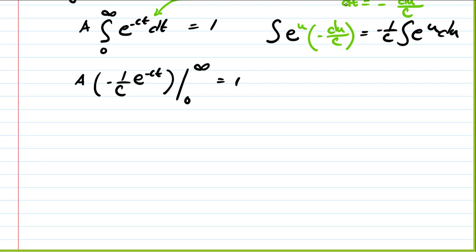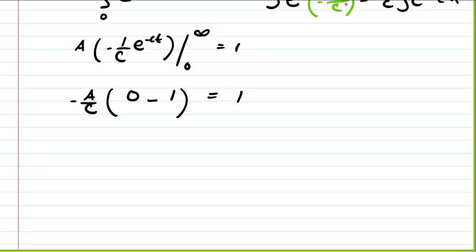Okay, so we evaluate our integral. So we have negative a over c times e to the negative infinity is going to be 0 minus e to the 0 is 1. And we want this to equal 1. So negative a over c times negative 1 is positive a over c, which is equal to 1. So multiplying both sides by c, we get that a has to equal the number c, right? So for this to be a probability density function, a and c have to be the same number.